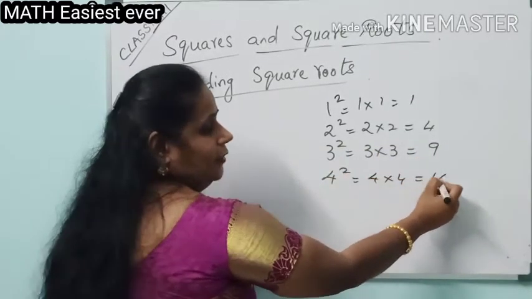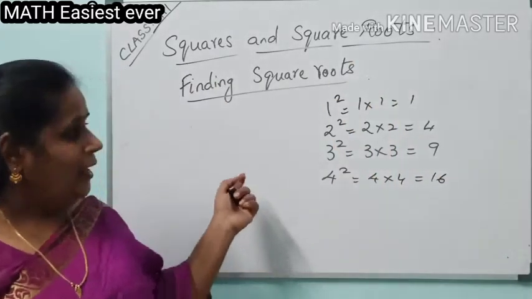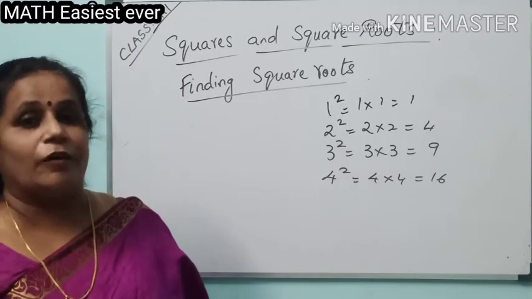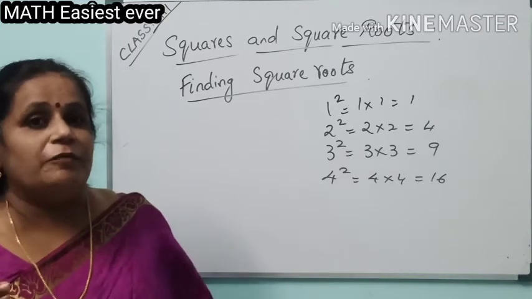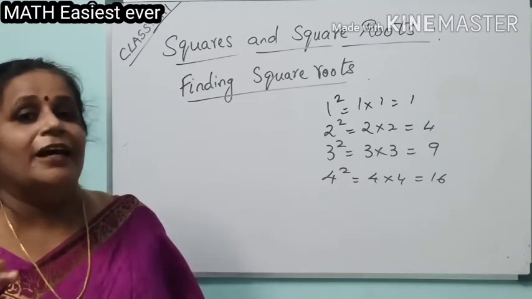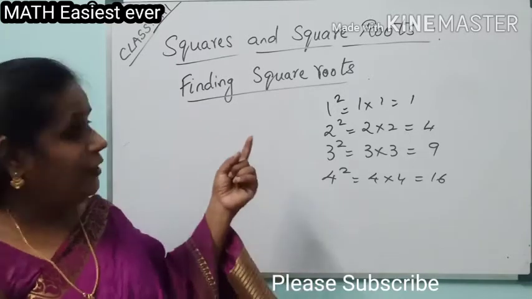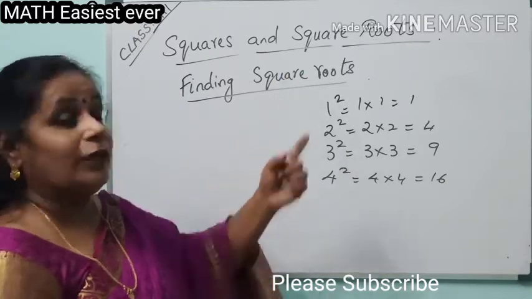Like that, you can do for all numbers, right? So, 1, 4, 9, 16, 25, 36, 49, 64, 81, 100, 10 into 10 is 100. Those numbers are called square numbers. Now, today in my video, I am going to teach you the square roots.